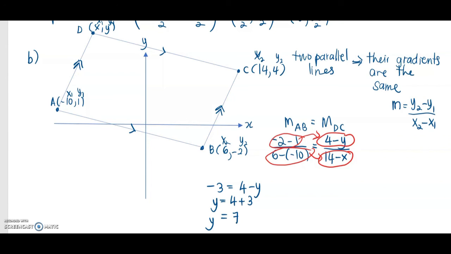Then let's find x. 6 minus negative 10 is 16, equals 14 minus x. So x would be 14 minus 16, which is negative 2. So x equals negative 2. Now we have found the coordinates of D to be (-2, 7). So that is the answer for B. Thank you.